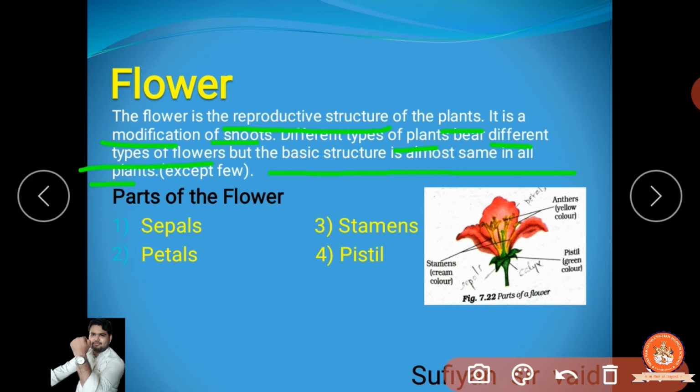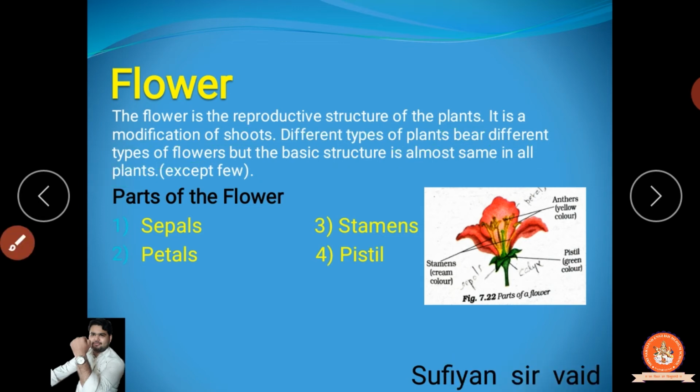Over that, the reproductive system, or we can say the reproductive structures, occur. Different types of plants have different types of flowers, and some flowers have a different type of basic structure. So different parts have different names. Let us observe here.